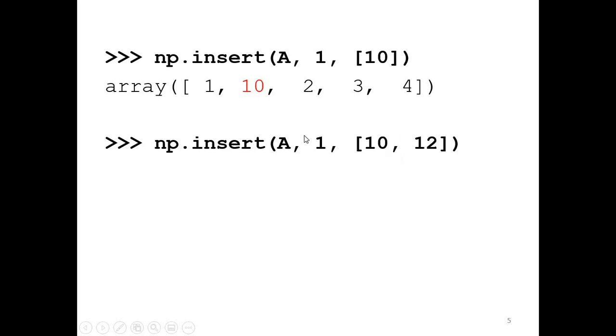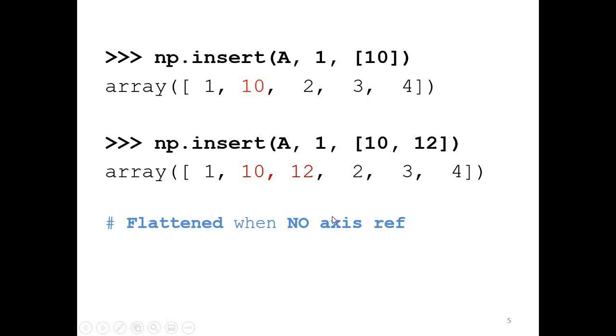This vector you want to put in A in one position, it will also flatten this, because you have not referred the axis, so it doesn't know where it will put, in vertical direction or in horizontal direction. So remember, if you miss to mention with the keyword argument the axis, it will just flatten and it will do the job.